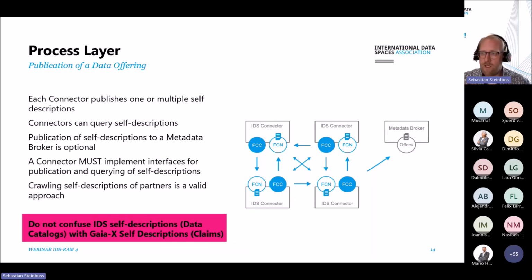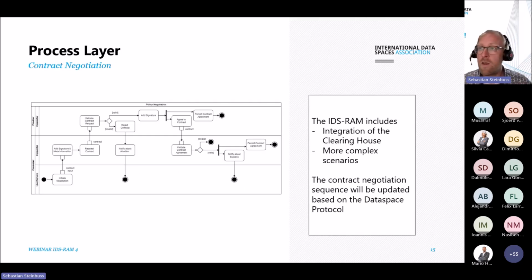So one important aspect here: we always talk in IDS about self-descriptions, self-descriptions of data sets. Those should not be mixed up with the Gaia-X self-descriptions, a term that is or was used there a lot. That is more about claims. So there is a difference in this. While it's the same name, the concept is different.